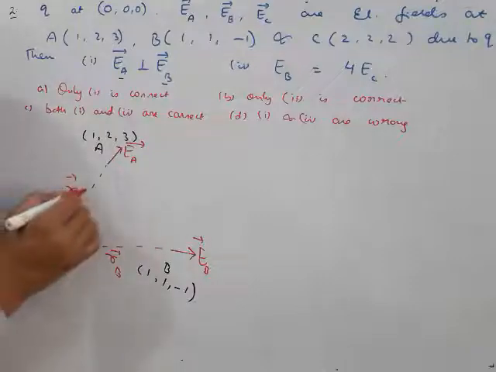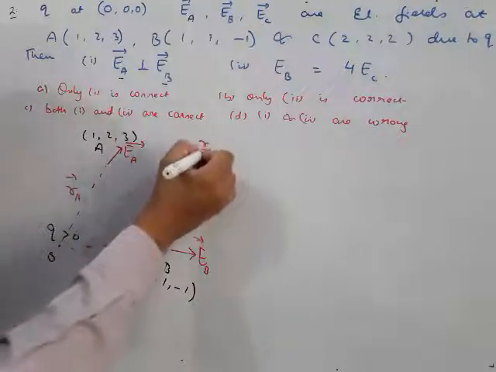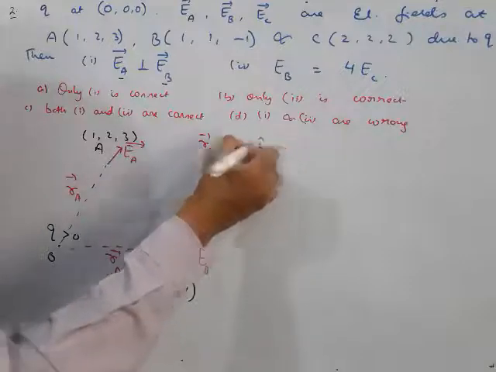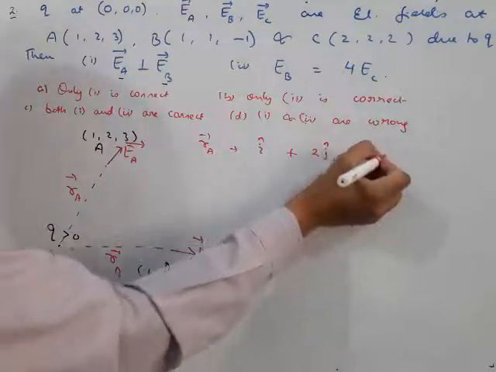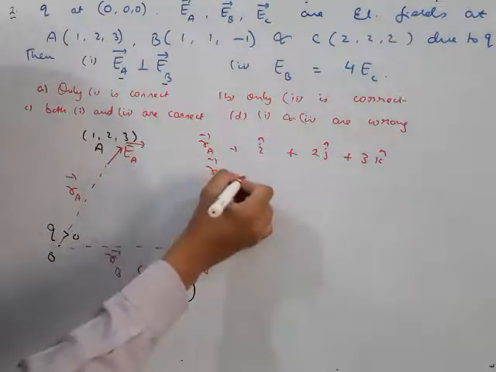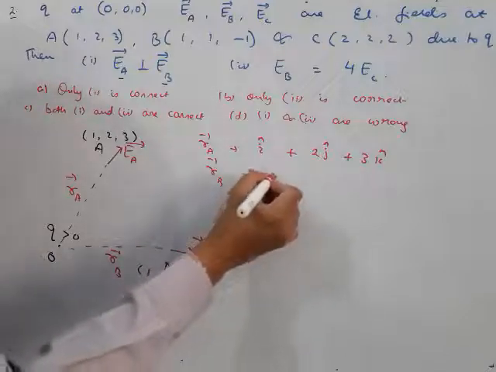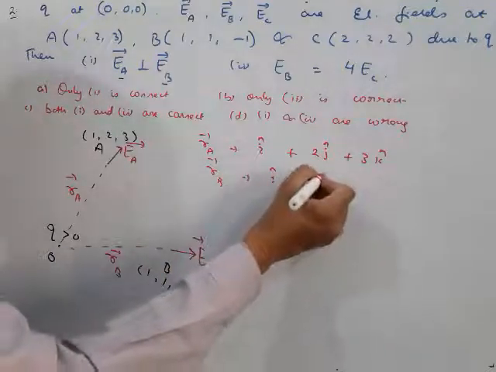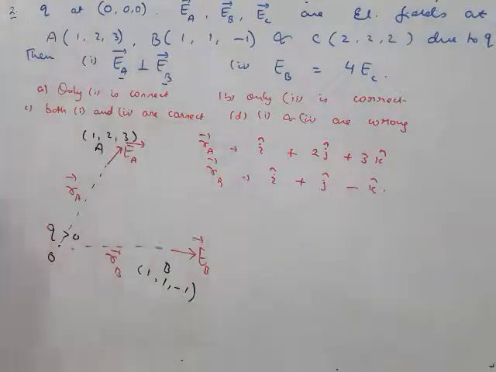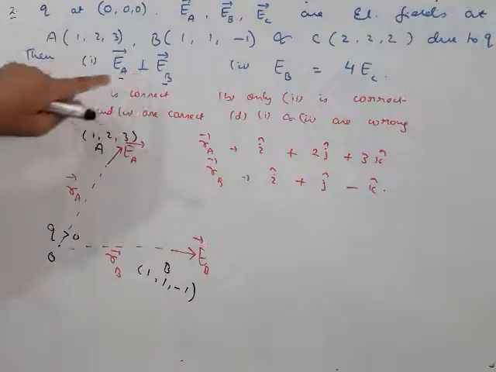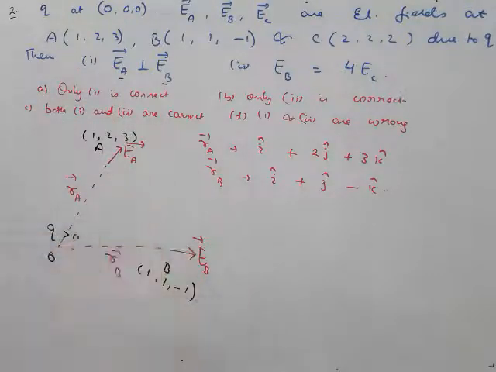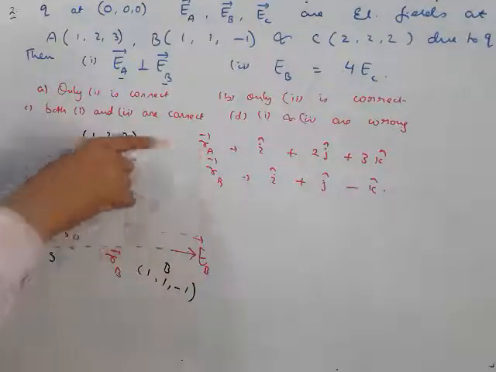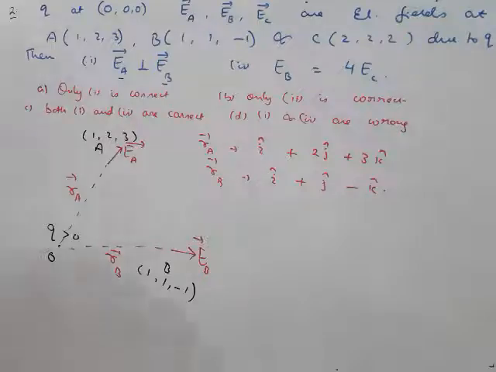Now what is RA vector? RA vector is i cap plus 2j cap plus 3k cap. And what is RB vector? That is i cap plus j cap minus k cap. Now to see the truthfulness of this particular statement, EA will be perpendicular to EB if these two directions are perpendicular. We know, students, if these two vectors are perpendicular to each other, their dot product must be 0.